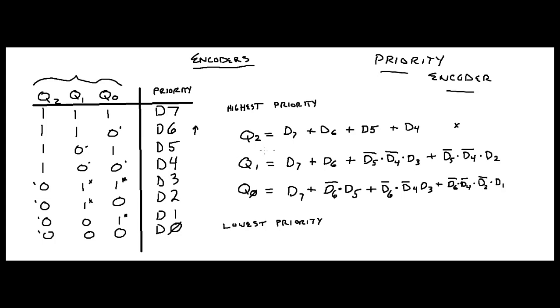Let's go over this. It's going to be D6, D7, D5, D4. Then we have D7, D6, D5 bar, D4 bar, D3, or D5 bar, D4 bar, D2. That's right. And then we have D7, D6 bar, ended with D5. And then we have D6 bar, ended with D4 bar, ended with D3. And then D6 bar, ended with D4 bar, ended with D2 bar, and D1. So there you go. Those are the equations for your priority encoder.